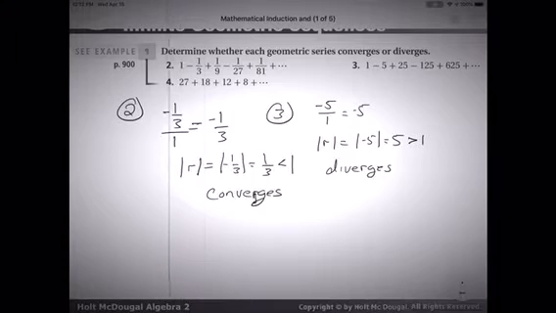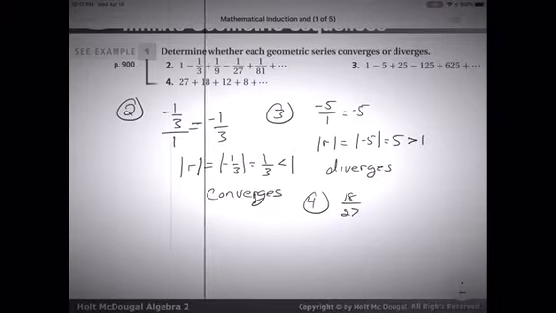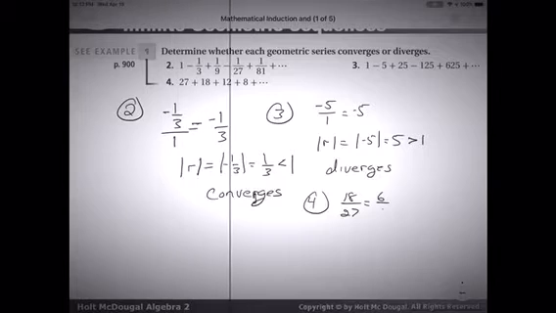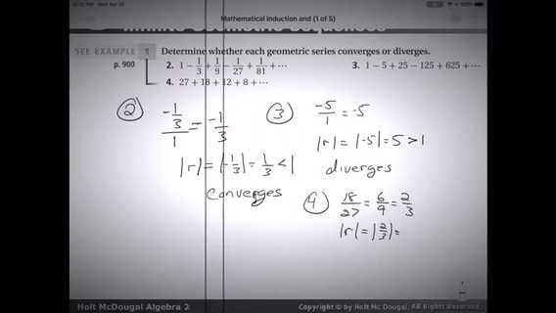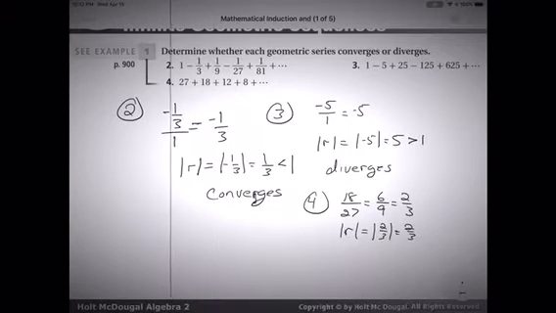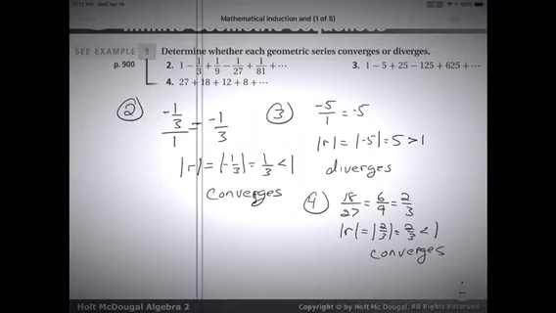Moving on to number 4 now. Let's do this one at the bottom here. So number 4, second term is 18, dividing it by 27, and we'll need to reduce that down. Let's see, 6 and 9, it keeps going, 2 out of 3, 2/3. So the absolute value of r is the absolute value of 2/3, which is just 2/3. 2/3 is less than 1, so it converges. Not too hard to do, right?